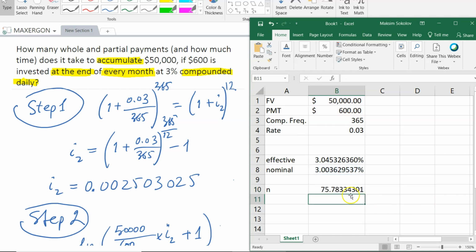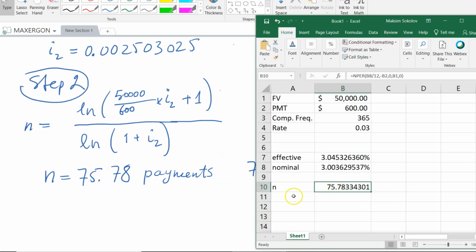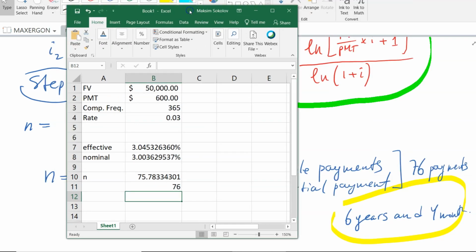If I press enter, I get my answer, which is 75.78 and so on, which corresponds to the answer we received in our algebraic solution. So the conclusion again is that it is 75 whole payments and 1 partial payment. In total, this means that we have 76 payments. But because payments are every month, that requires 76 months. Converted to years and months, that is 6 years and 4 months. This finalizes the solution for this problem. Let's go ahead and consider the next problem.